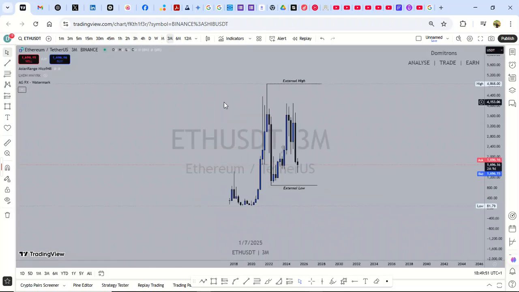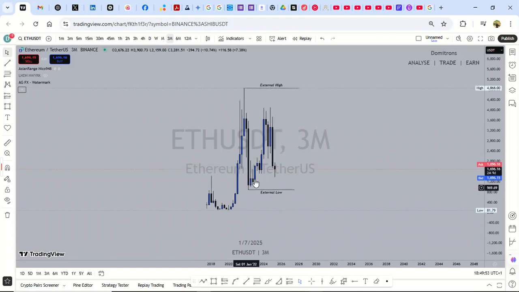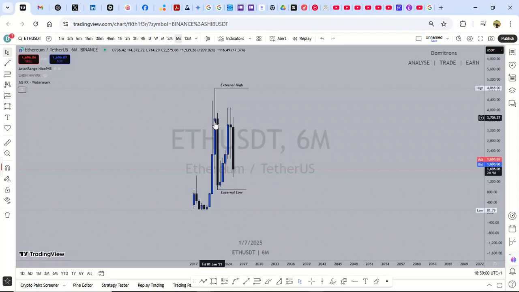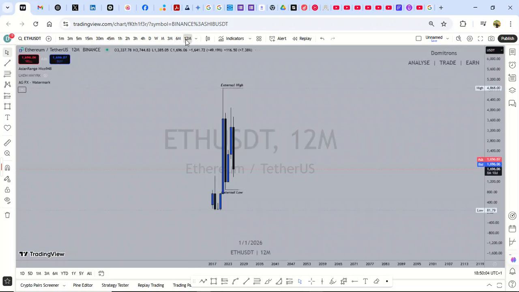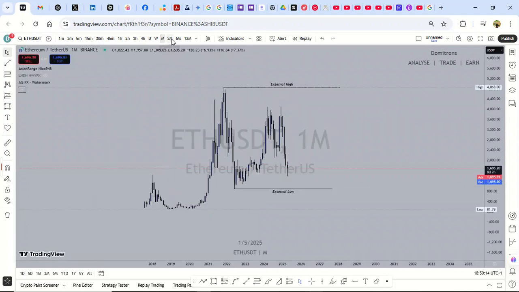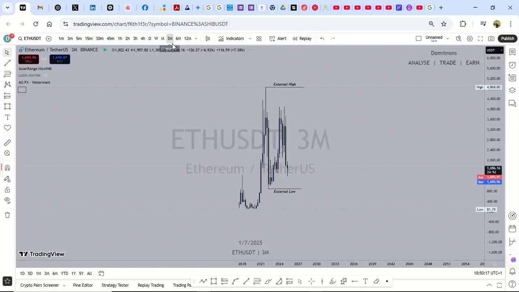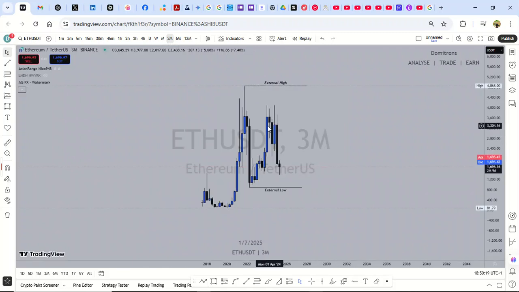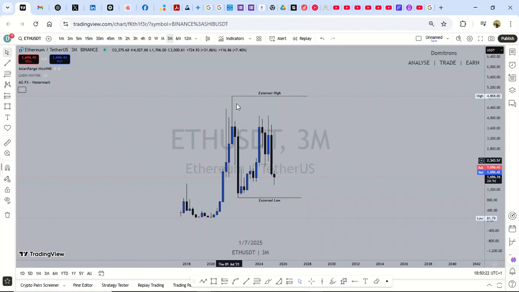If I move to the 3 months time frame, you can actually see that we are inside this high and this low. 6 months time frame, we are inside this high and this low. 12 months time frame, compressed it more, so we'll be going back to the monthly time frame. And what I want to show you, or I will go to the 3 months time frame. Alright, so what I want to show you is swing highs and lows structures.